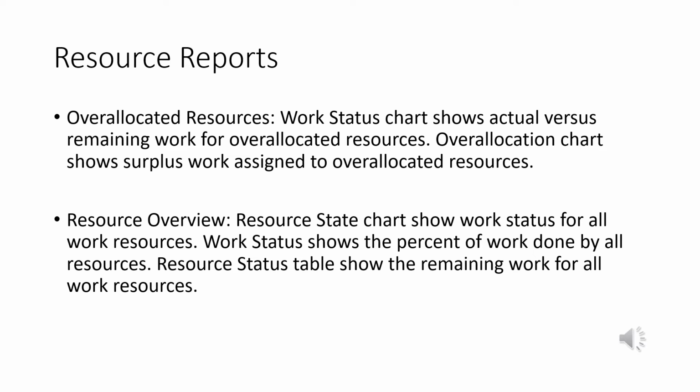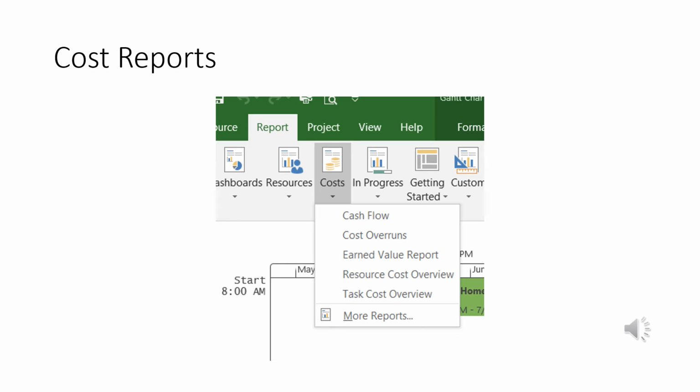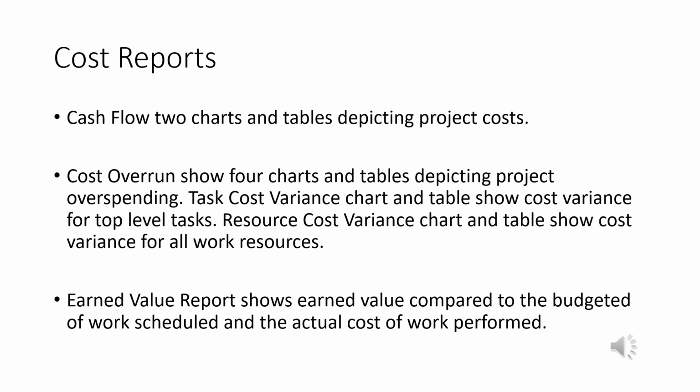A couple of good things to know. Again, money's important. So you go to the report tab, costs, click on the drop-down menu, and you get these built-in reports. The cash flow chart just says basically how much money have you spent on the project so far, right? And you get a chart and a table. Cost overrun: which tasks are over budget? Did you spend more money than you planned on?